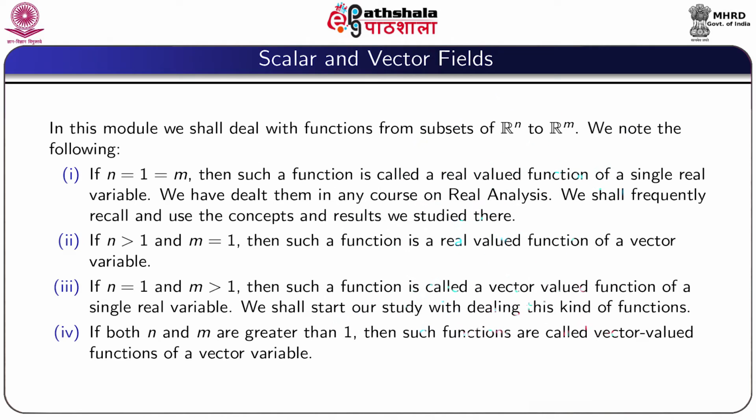Final one, when both n and m are greater than 1, that means the dimensions of both the domain space and the codomain space are greater than 1, then such functions are called vector valued functions of a vector variable.